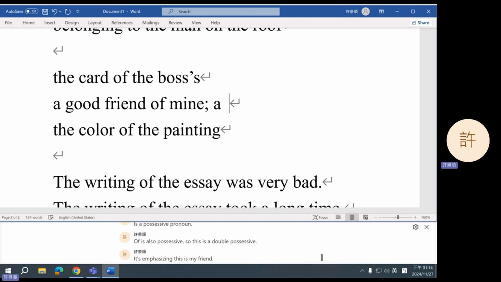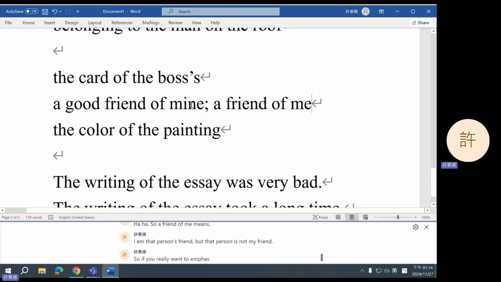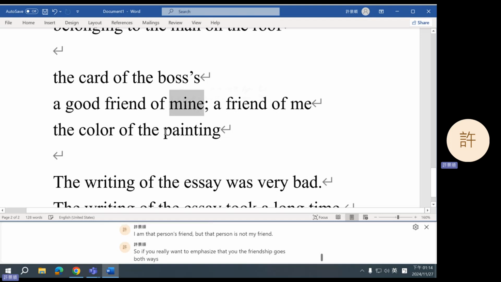If you say a friend of me, technically, in English, friendship only goes one way. So a friend of me means I am that person's friend, but that person is not my friend. So if you really want to emphasize that the friendship goes both ways, use a double possessive. A good friend of mine. Okay, those are possessives. Questions?